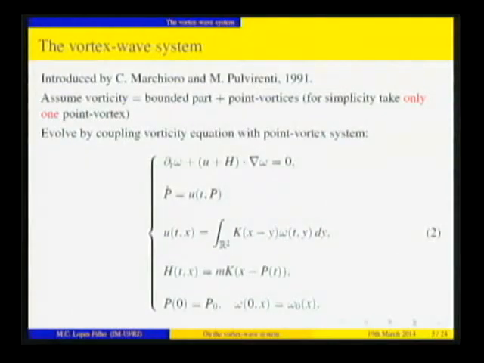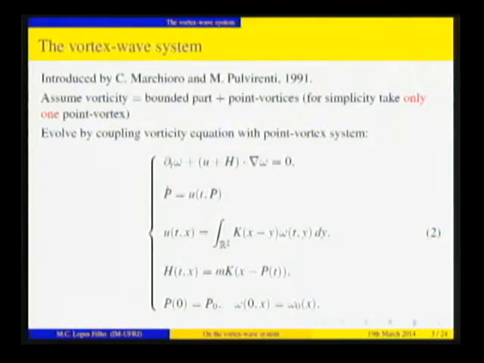So in 1991, Marchioro and Pulvirenti decided to propose a way of going around this difficulty, and they proposed what they called the vortex-wave system. And as Eleonora had already described, the vortex-wave system is just an evolution equation. It's just the 2D Euler equation, again, in vorticity form, but you separate out the point vortices and evolve them separately using an ODE. So you have the vorticity equation, just evolving the continuous part of the vorticity, the background vorticity, plus an evolution equation for the point vortices themselves.